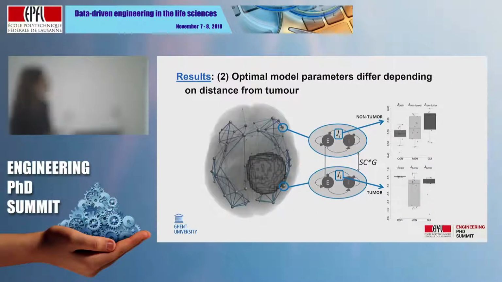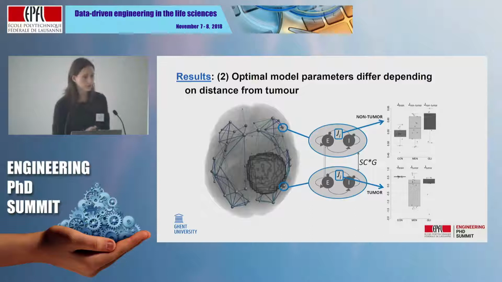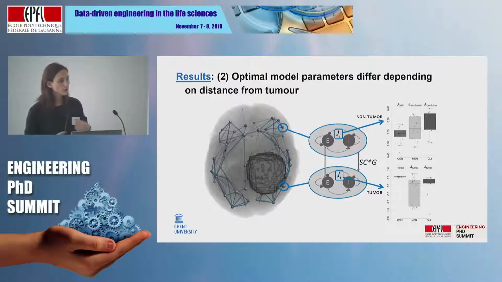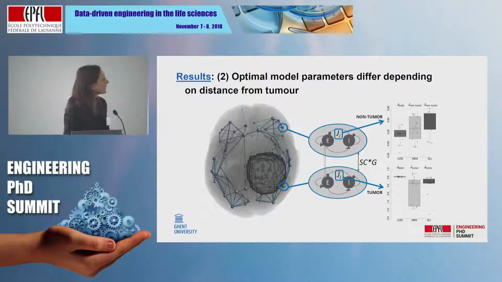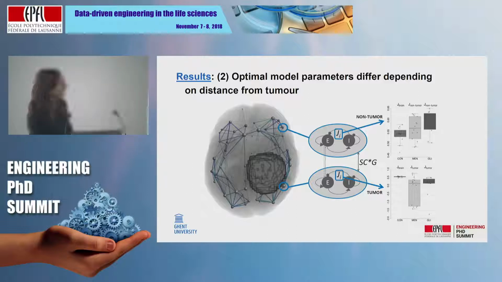Then, secondly, we also found that our model parameters differ not only between our brain tumor patients and the controls, but also within the brain tumor patients, depending on the distance from the tumor. So here you can see three box plots. The first one is the group of controls, then in the middle you have the meningiomas and then the glioma patients. And you can see that in regions that are further away from a tumor, the amount of inhibition in these non-tumor regions is much higher compared to levels in a healthy brain.